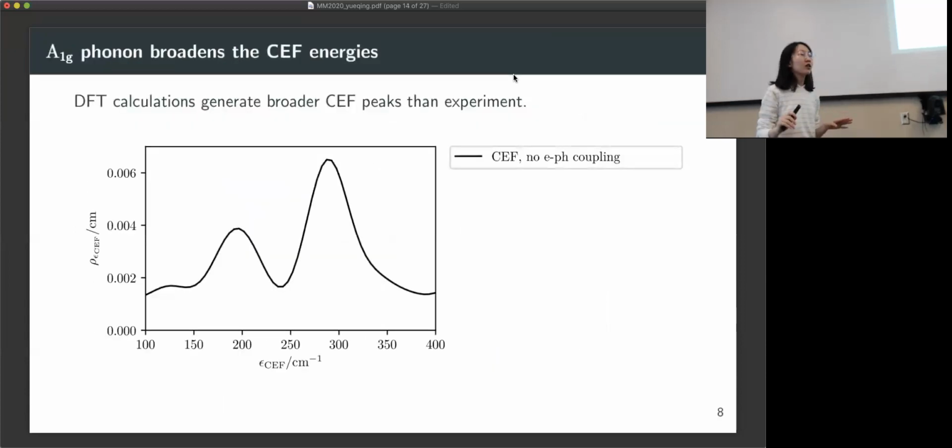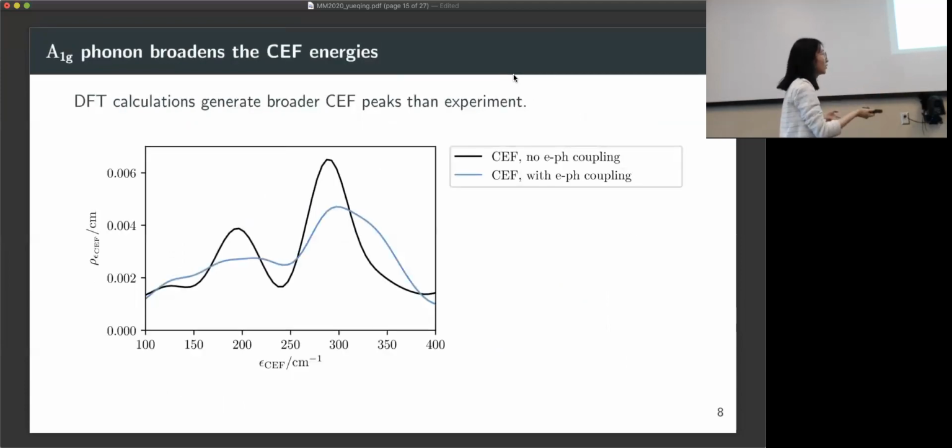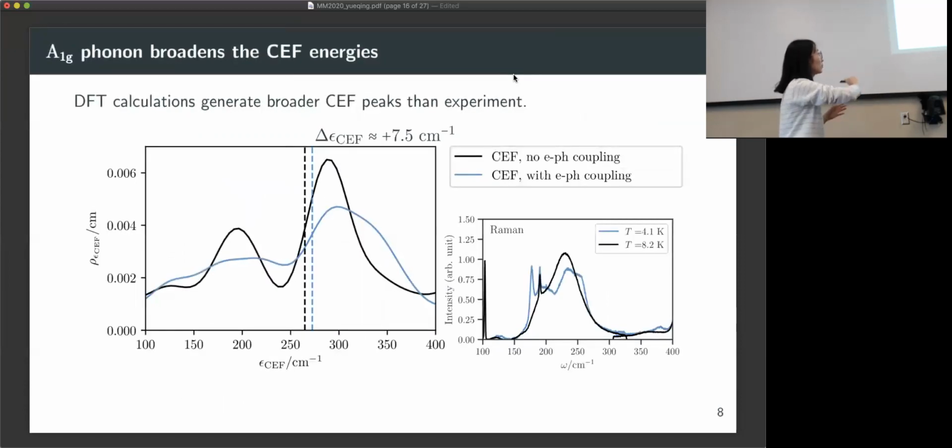If we don't have electron phonon coupling at all, you will have this CEF energy distribution. But after we include this electron phonon coupling, you will see that CEF peaks are broadened, and the overall profile will be moving to the higher energy by about 7.5 centimeter inverse. If you compare this with the experimental results on the right-hand side, they have this CEF peak when the material is in AFM state at a higher energy by about 10 centimeter inverse. Another thing I want to point out is that our DFT calculations generate broader CEF peaks than their experiments.